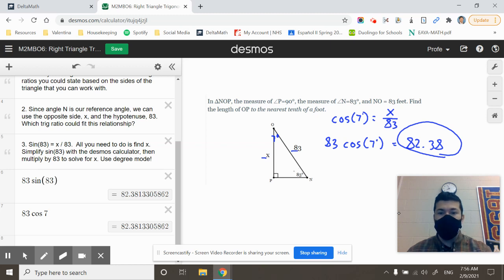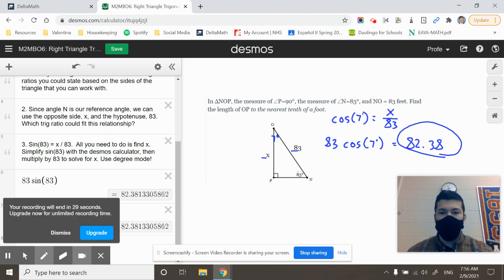To summarize, you can choose your angle of reference. I started with the angle of 83 degrees and used sine. I showed you a second way by using the angle of 7 degrees and using cosine. Set that problem up, multiply both sides by the denominator, and you will solve the problem.